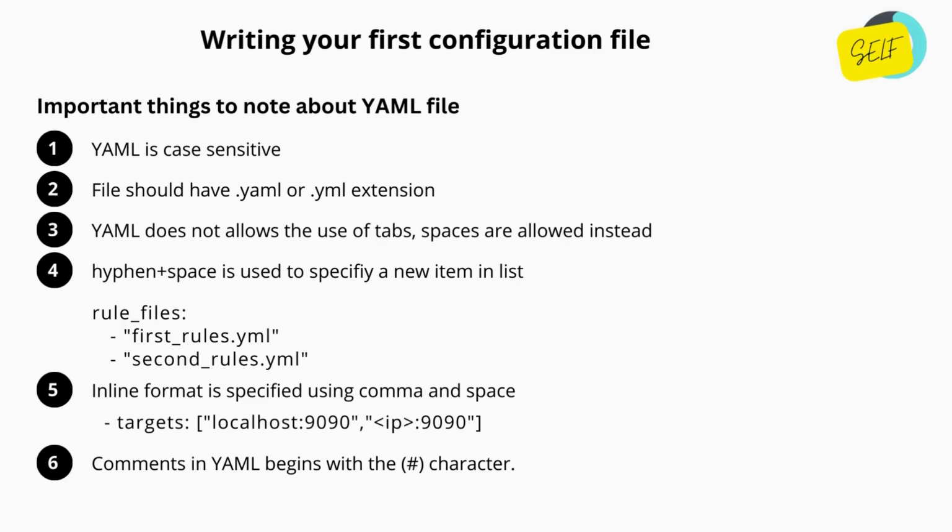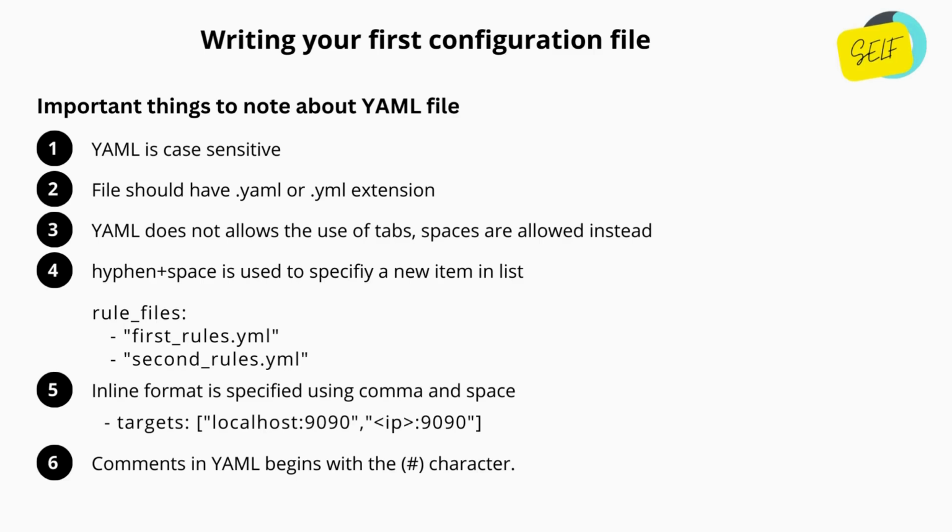Now the next is hyphen plus space is used to specify a new item in a list. Suppose you have a list and you want to add a new item inside the list, that will always start with a hyphen and a space. As you can see in the example, rules file is a list here. Inside this we have two items. First is first_rules.yaml, starting with a hyphen and then a space, and the same is for the second one, second_rules.yaml, which again starts with a hyphen and space.